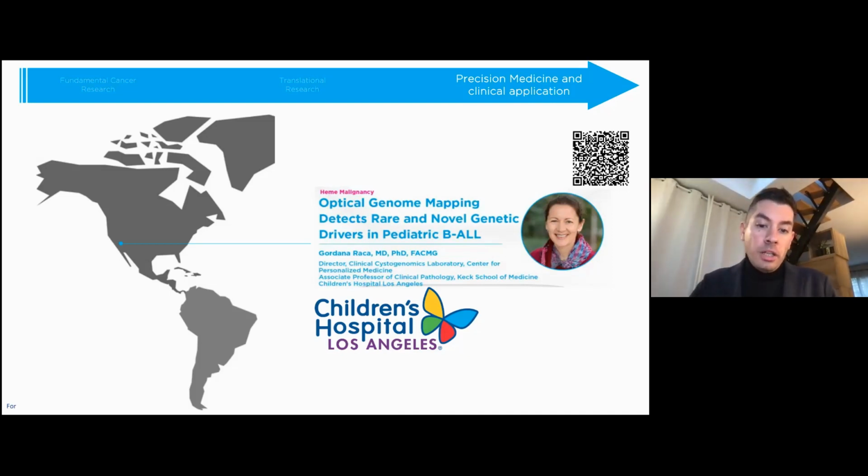Dr. Raca does genetic testing of pediatric leukemia at CHLA and routinely performs FISH, karyotyping, chromosomal microarray, and their OncoKids NGS panel. And interestingly, they routinely observe about 15% of B-ALL and 5% of AML cases where the key genetic driver remains unknown. And 8 of these negative samples were run on optical mapping to determine if it can detect clinically significant genetic drivers missed by the comprehensive molecular evaluation done in their routine workflow.